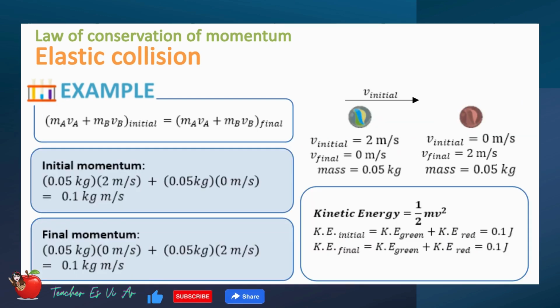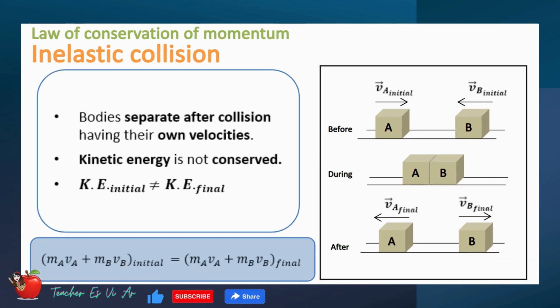Let us try to solve the initial and final momenta using the given mass and velocity. We can see that the initial and final momenta are the same. This means that momentum is conserved. If we solve the kinetic energy before and after collision, we can see that the kinetic energy is conserved. After a collision, the two bodies will separate, both having their own kinetic energy. The total kinetic energy of the system is conserved.